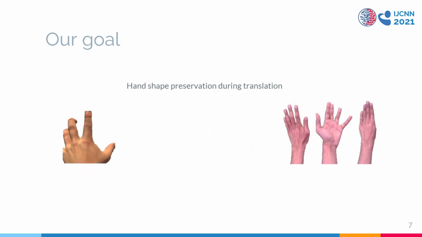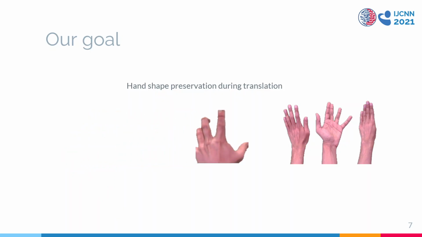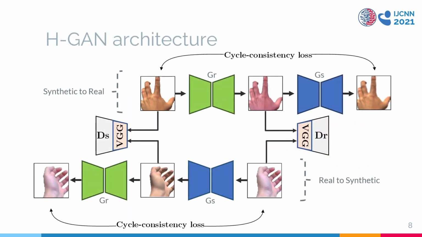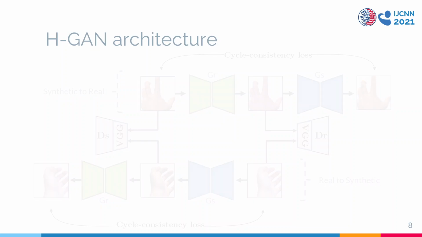We also want to preserve the shape of the hand during the translation process so that it corresponds to the synthetic annotations. We aim to provide the perfect blend of fully annotated synthetic hands with a realistic appearance that closely resembles the target domain of real hands. For the task at hand, no pun intended, we propose H-GAN, a cycle GAN-based approach featuring perceptual discriminators. Let's see its architecture in detail.